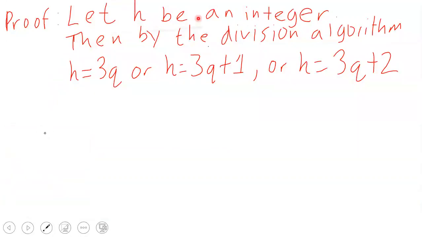So what do we have so far? Let h be any integer. So I'm taking any integer, I'm going inside the bag, closing my eyes, getting a random integer. And what do I know about this integer? This integer is either going to be a multiple of 3, or a multiple of 3 plus 1, or it's going to be a multiple of 3 plus 2. Okay, so let's move on.